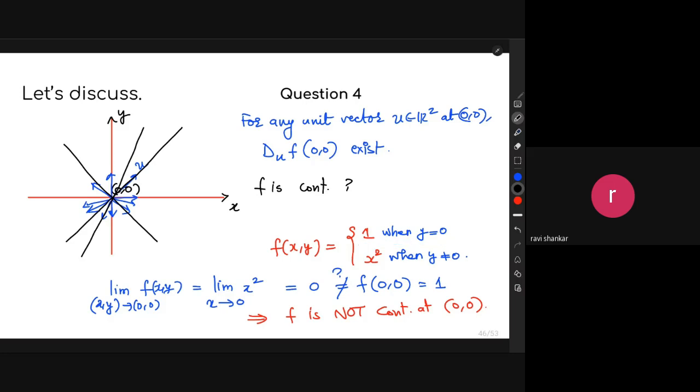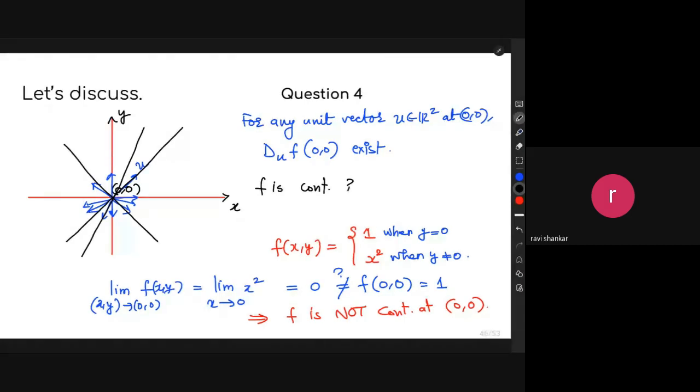So in order to say that f is continuous at 0 comma 0, you need to say that the limit of f of x,y as (x,y) tends to (0,0) must be equal to f of 0 comma 0. But f of 0 comma 0 is 1, and the limit of f(x,y) as (x,y) tends to (0,0) turns out to be 0. So these two things are not equal, so f is not continuous at 0 comma 0.